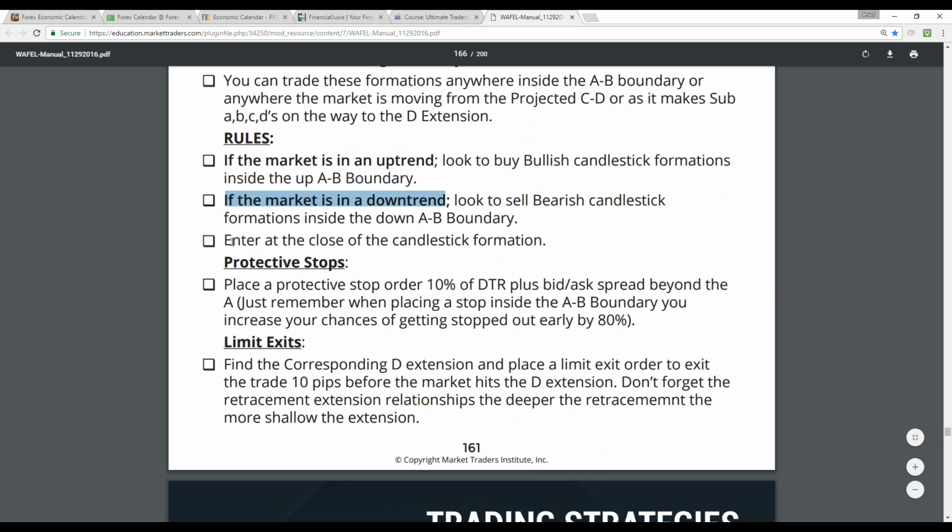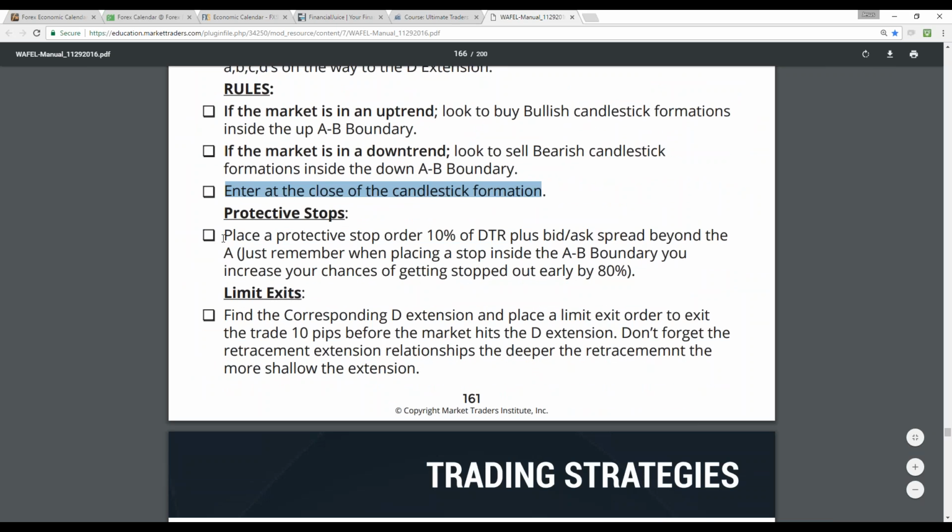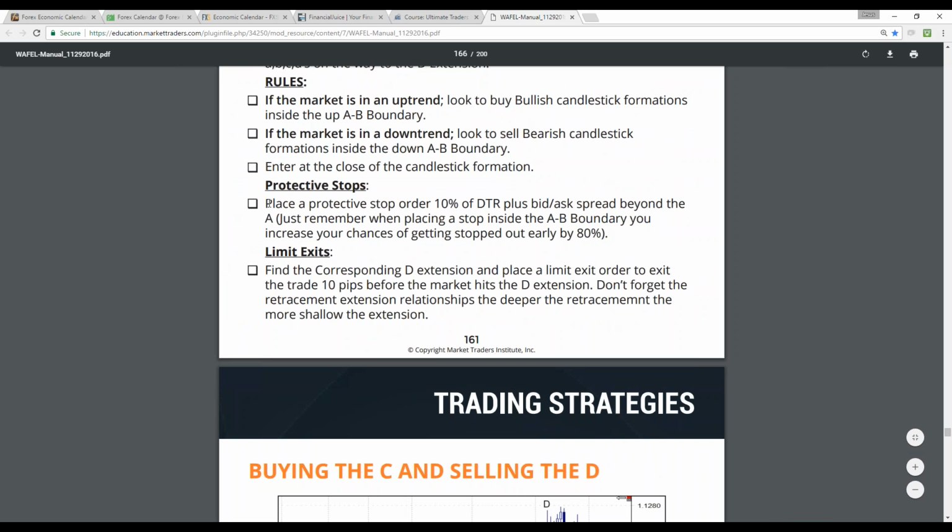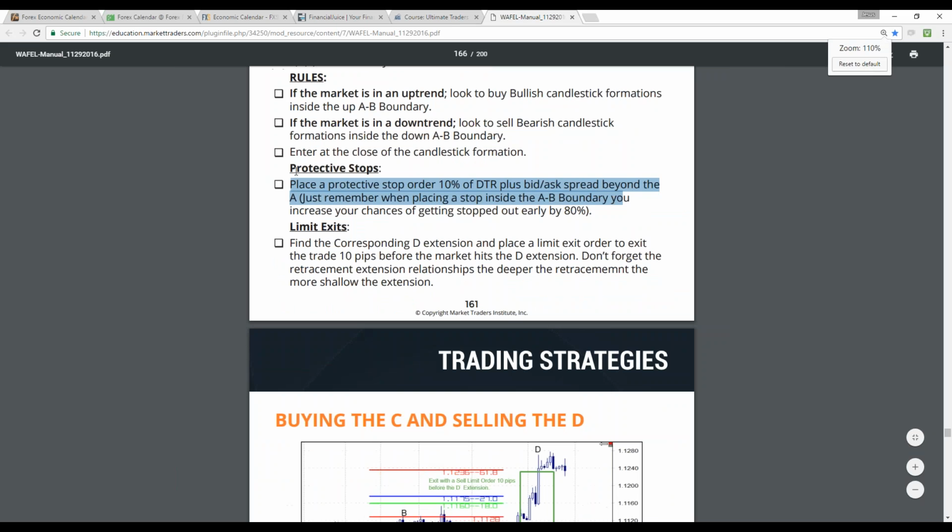Once you're in the market, by entering at the opening of the following candle, we need to place our stop. We should always place a trade with a stop. A protective stop order at 10% of the DTR plus the bid and ask spread beyond the A when selling.